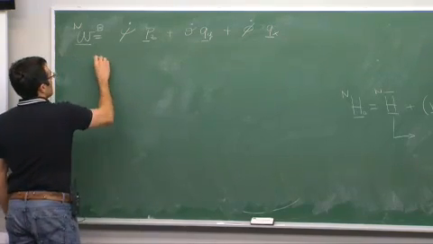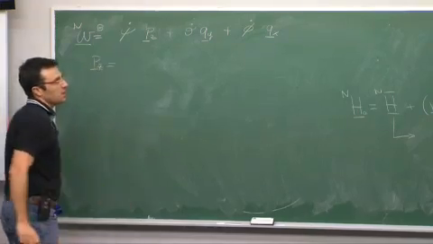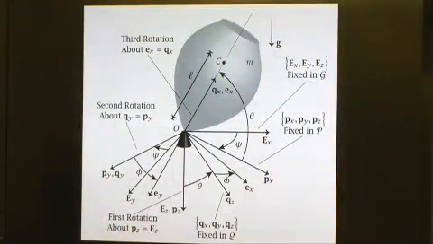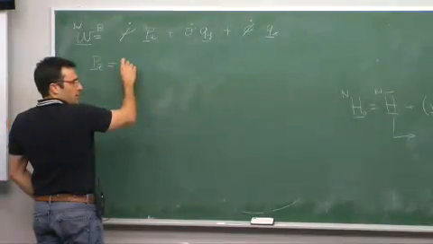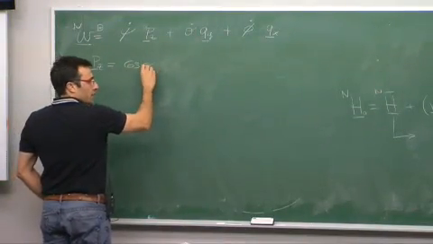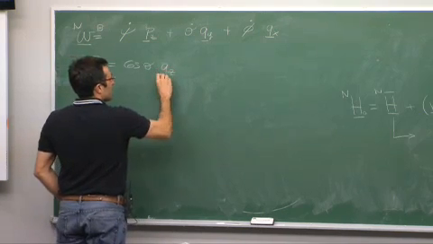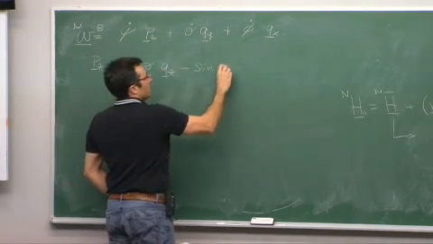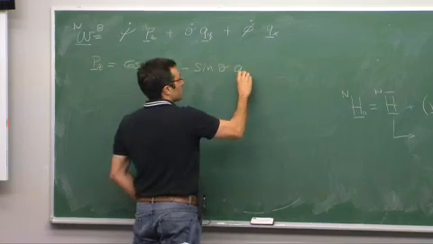What is PZ in terms of the Q coordinate system? Can you see it? PZ is contained in the plane of QZ and QX. Remember, the second rotation is about the QY axis and brings PZ to QZ and brings PX to QX. So I can write PZ as cosine of theta QZ minus the sine of theta QX. Agree?